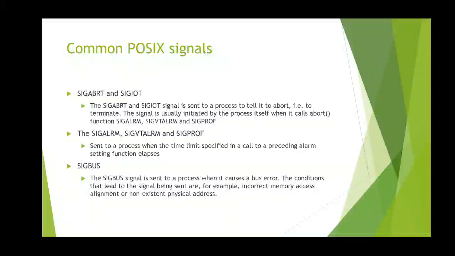Now we can see the common types of POSIX signals. The first one is SIGABRT and SIGIOT, and this will tell the process to abort or terminate. When this type of signal is received by a process, the process will terminate. The next type of signal is SIGALRM, SIGVTALRM and SIGPROF, and this is used for alarm functioning.